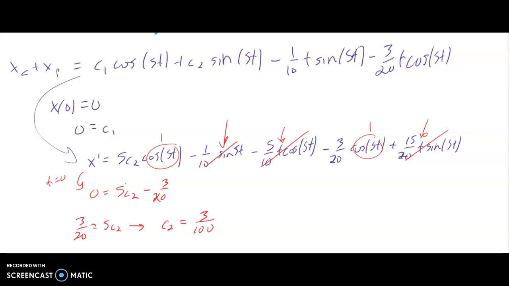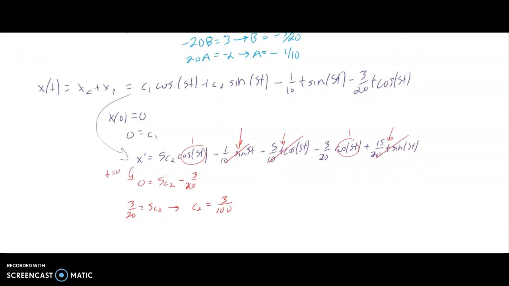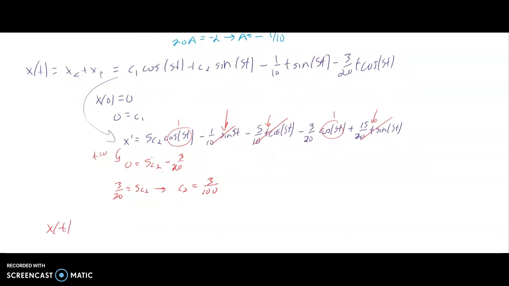So, that's it. I just have to now write my solution. X of t is equal to, all right, c1 is 0. So I get c2, which is 3 over 100 cosine of 5t minus 1 over 10 t sine of 5t minus 3 over 20 t cosine of 5t.